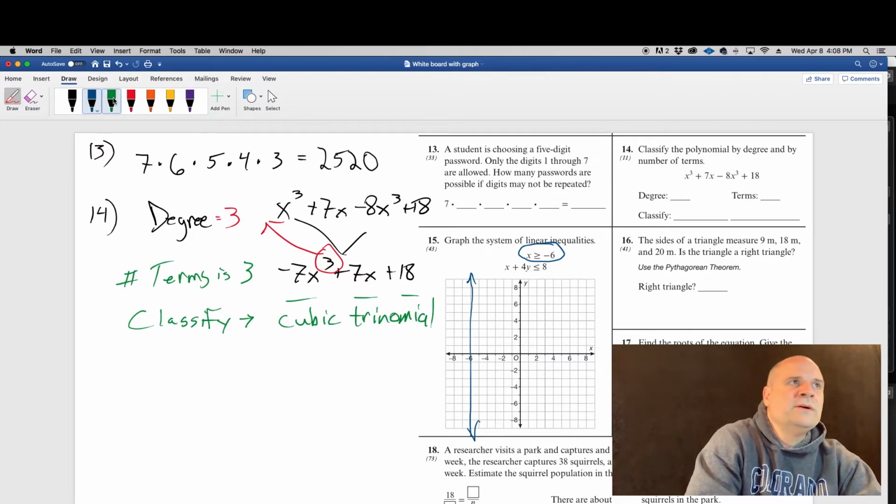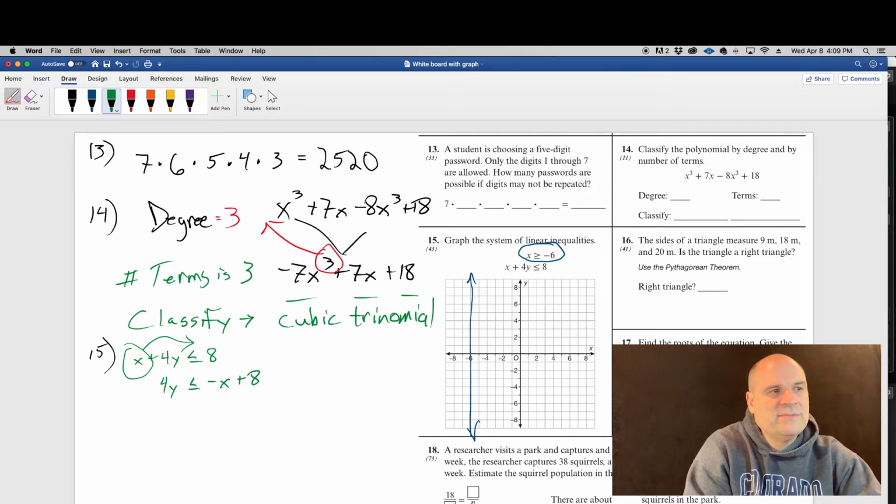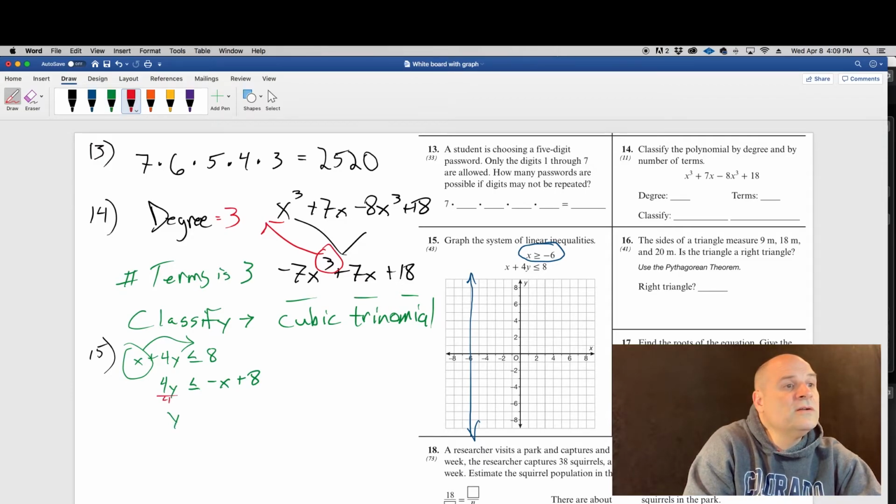And then our green equation here, well, let's get y by itself because that's better. So x plus 4y is less than or equal to 8. So we're just getting y by itself. So let's throw this x over here. So 4y is less than or equal to negative x plus 8. Now divide both sides by 4. Divide by 4, divide by 4. And our green equation is y is less than or equal to, well, let's divide that by 4 and it's negative 1/4 x plus 2.